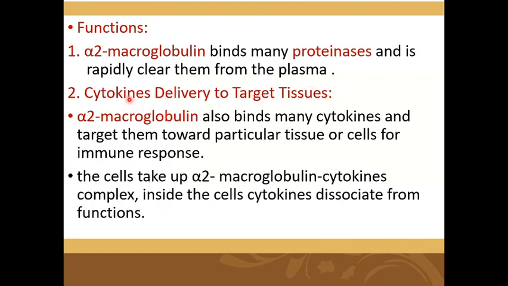दूसरा काम क्या करते हैं? Cytokine delivery to the target tissue. Alpha-2 macroglobulin binds to many cytokines and directs them towards a particular tissue जहां उनको अपनी immunity का function करना है. Because you know that cytokines का क्या है? Immunity provide करते हैं. Cell क्या करता है? Cell takes up the alpha-2 macroglobulin cytokine complex. इनसाइड द सेल जाते हैं, साइटोकाइंस उससे अलग हो जाता है और अपना फंक्शन करता है.